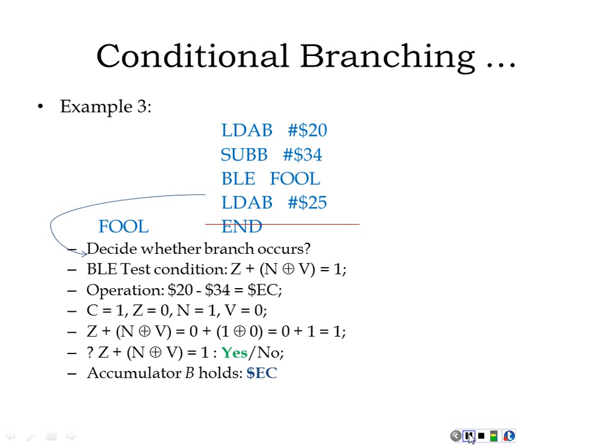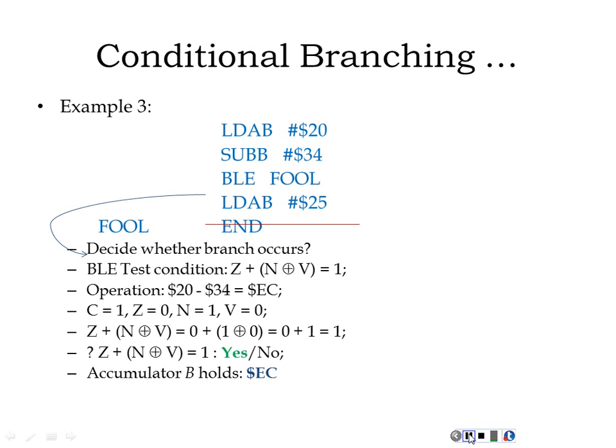Because after the subtraction, the result was EC. So that's what you will have in accumulator B. Now what happens if the branch does not occur? What will be the content of B? 25, right? Because EC will be replaced by 25 in line 4.